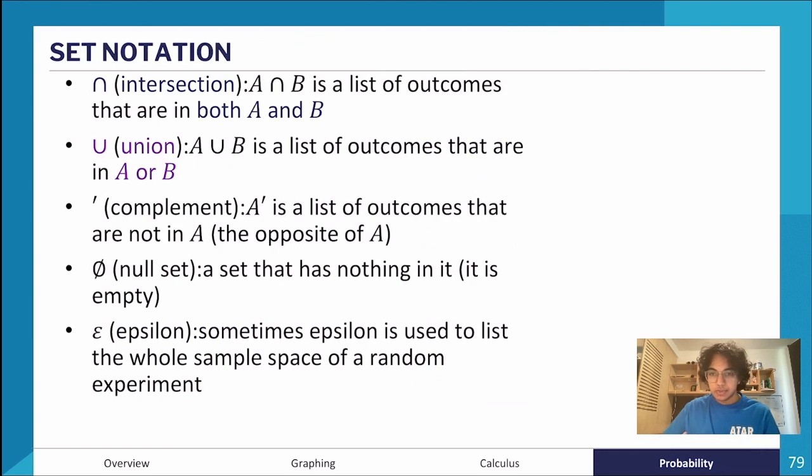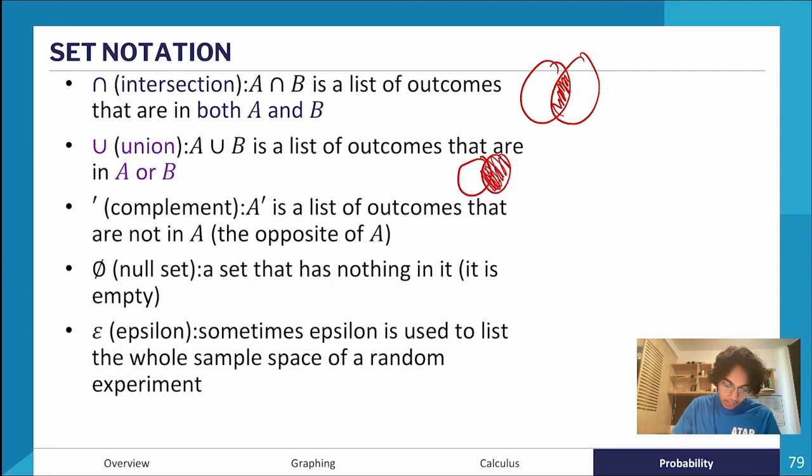Some set notation, which I hope you are quite familiar with. You might have seen it in function notation as well. Intersection is the list of outcomes that are in both A and B, and it's reasonably useful to represent that with a Venn diagram. So intersection is that shaded area there. The union is the areas that are in A or B, so it's not super specific. It's either in A or it's in B. So this is A or B.